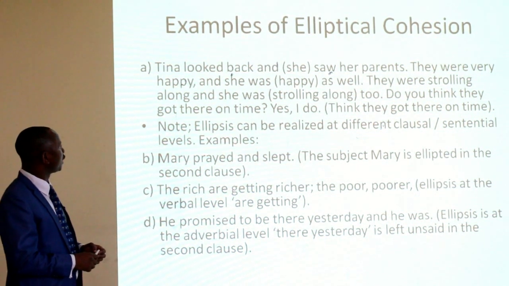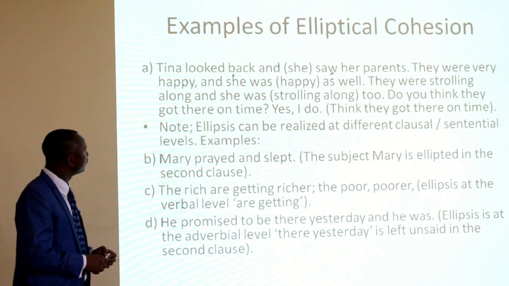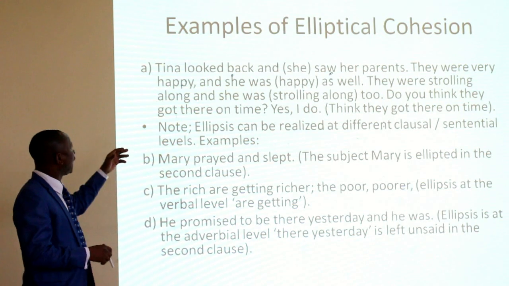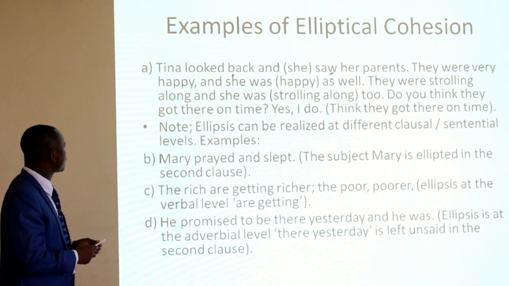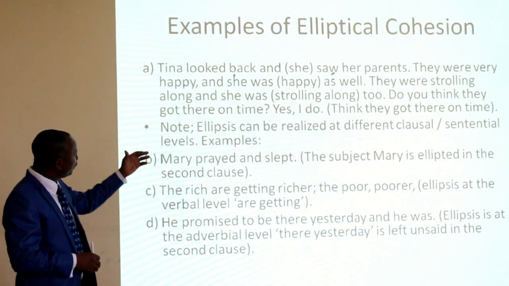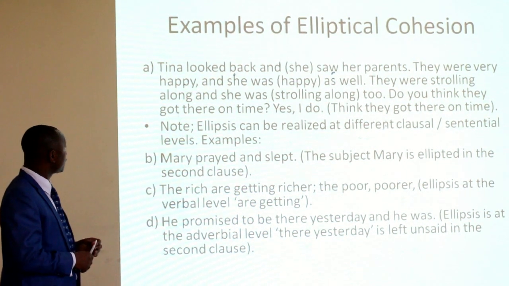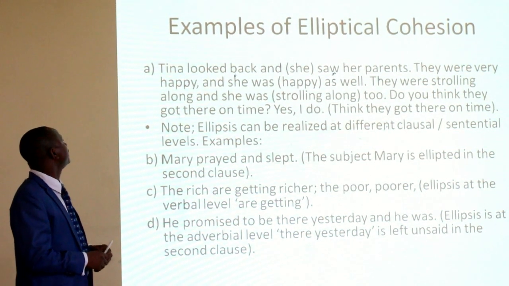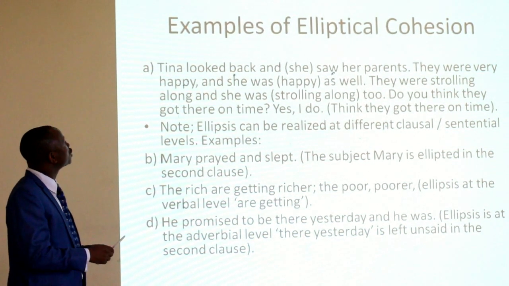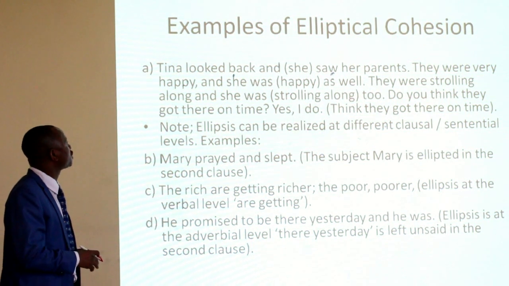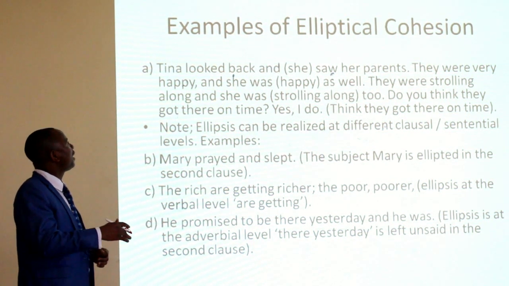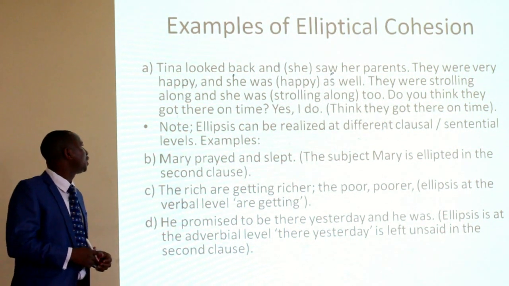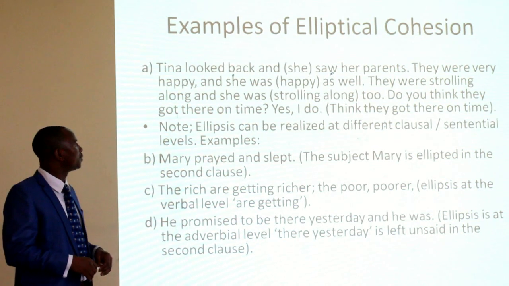Do you think they got there on time? Yes, I do. Now look at the words that are in brackets. You can omit those words in brackets and yet the sentence is meaningful. For example, you can say, Tina looked back and saw her parents. You omit the word she. They were very happy and she was as well. They were strolling along and she was too.